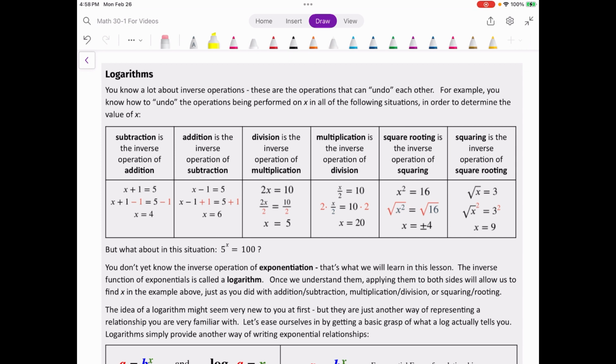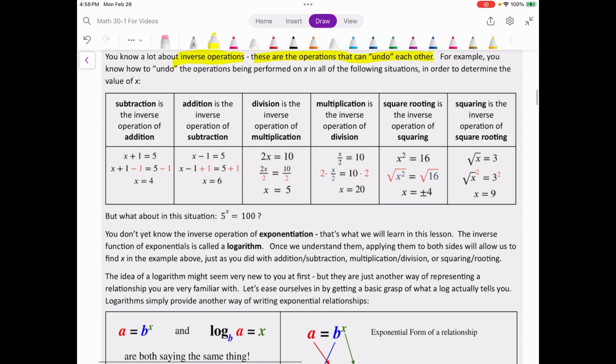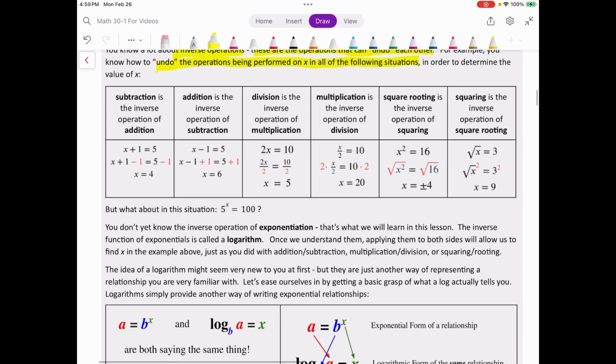Okay, so you know a lot about inverse operations. You use them all the time. These are the operations that can undo each other, right? So for example, you know how to undo all of the operations that are being performed on X in all of these situations here. You're using inverse operations in all of them. You're doing the opposite in order to undo whatever's happening to X, in order to solve for X, right?